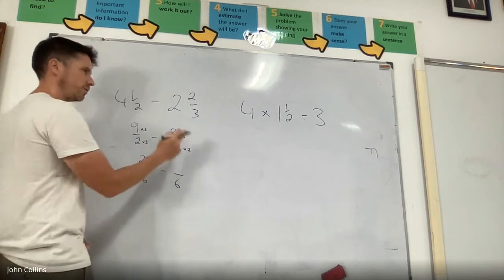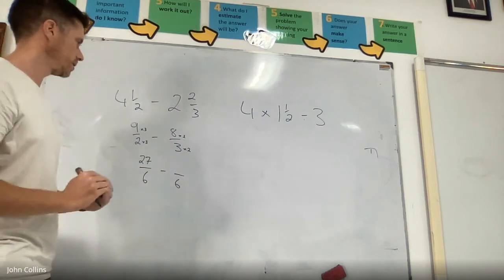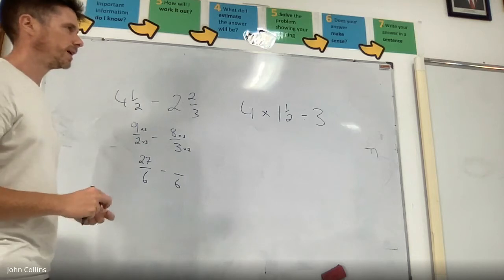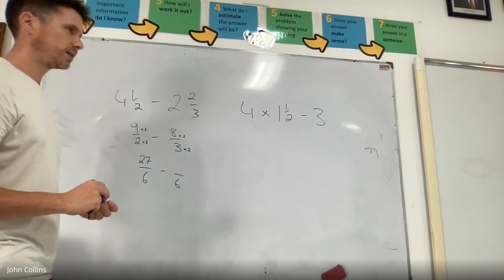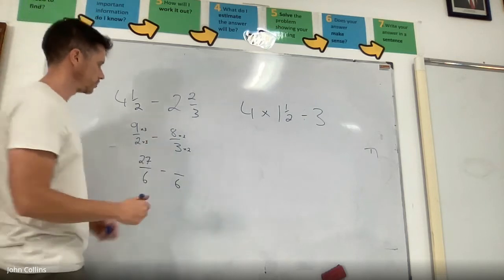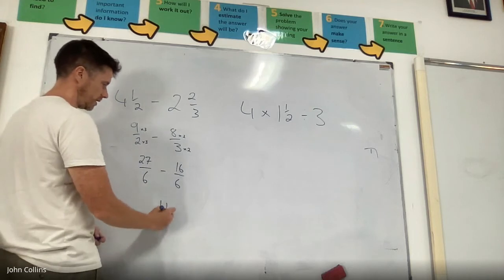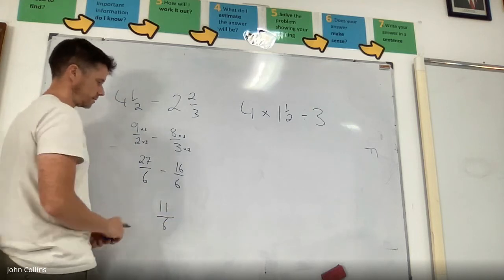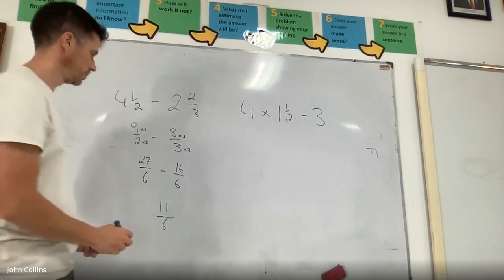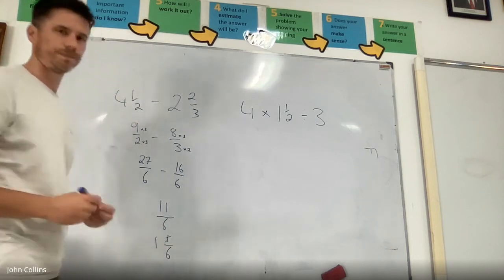So remember, if you multiply a fraction with the same number above and below, numerator and denominator, you get the same number. It hasn't changed. It's still in proportion. It's still the same. So I get 16 up here, and then 27 take away 16 gives me 11 sixths. 11 sixths. Again, same answer. Or you could write 1 and 5 sixths if you want.